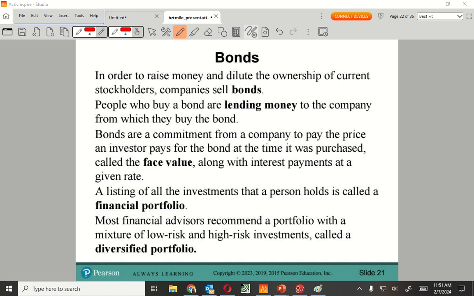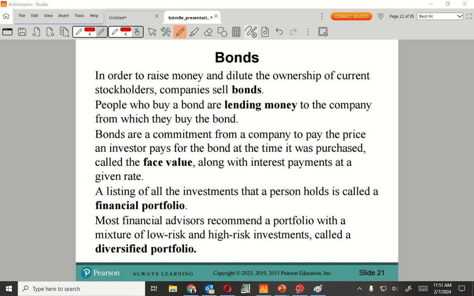Now, bonds are a commitment from a company to pay back the price an investor pays for the bond at the time it was purchased. It's called a face value, along with interest payments at given rates. So basically, if I buy a $1,000 bond, they give me a certain percentage. After 5 years, I might get $1,100. I might have made an extra $100 off of it, depending on the rate that they guaranteed they're going to pay.